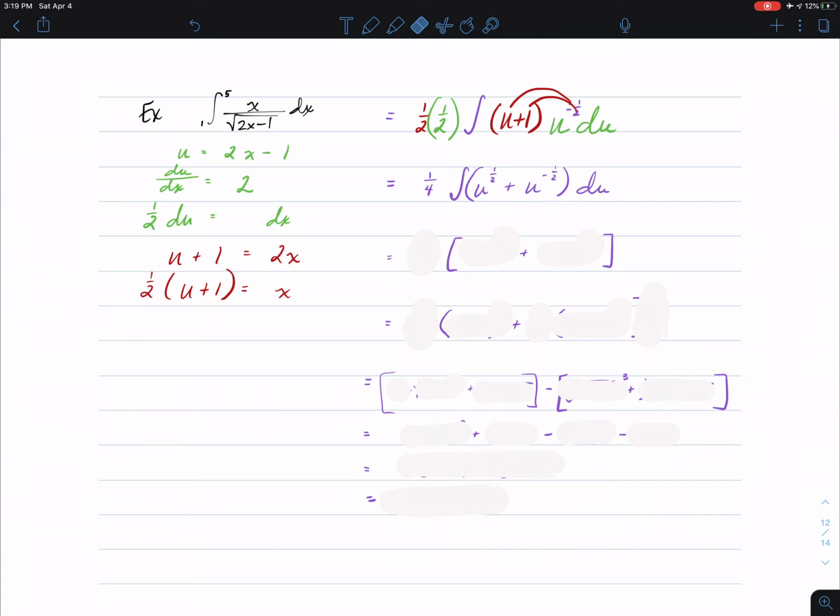And then we'll integrate. Notice I'm not worrying right now about my 1 and 5. These are x values, and for the time being, I'm working in terms of u. Okay, so we have our 1/4. The integral of u to the 1/2 is 2/3 u to the 3/2. And then the integral of u to the -1/2 is 2u to the 1/2. Let's put our x's back in.